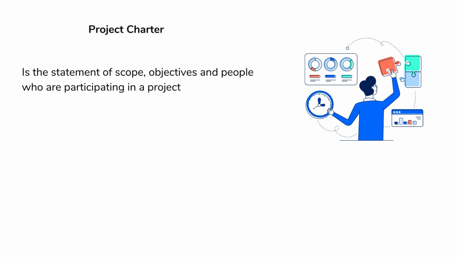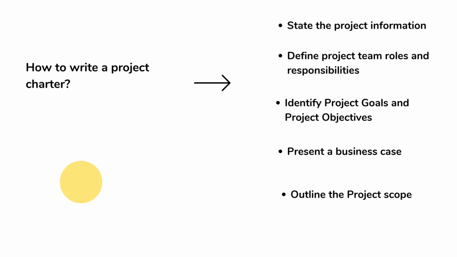How to write a project charter? State the project information. This first section in your project charter is where you include your general project information, such as the name, description, and who are the project sponsor, project manager, team members, and stakeholders.